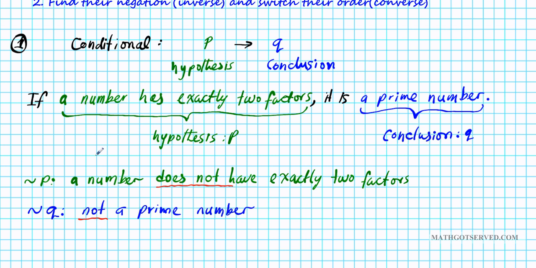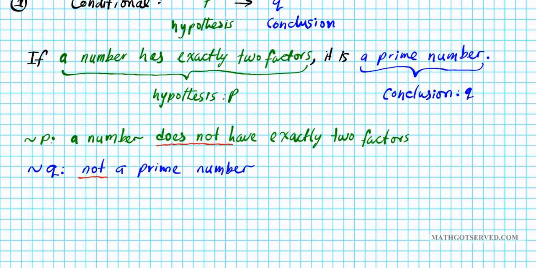All right. So let's go ahead and do a real quick review. Remember, conditional. Conditional is P implies Q. That's the original statement. What is the inverse? The inverse is when you negate both of them. So not P implies not Q. That is what we just did. We just found the negation of the two.